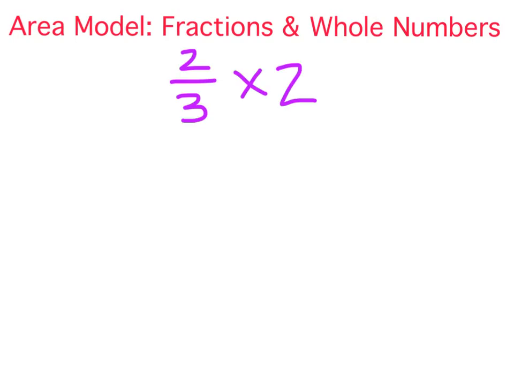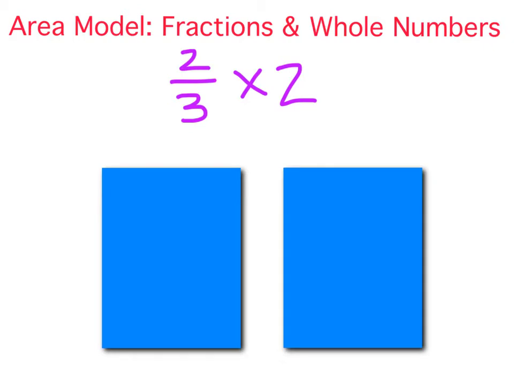We are going to start by multiplying 2/3 times 2. Step 1 is to draw a number of rectangles equal to the whole number. In this example, the whole number is 2. So I have drawn 2 rectangles at the bottom of the screen.